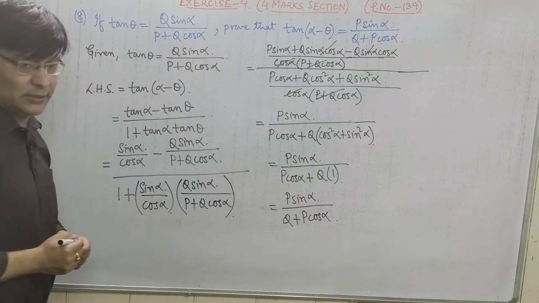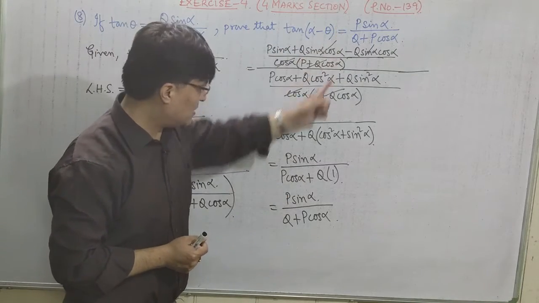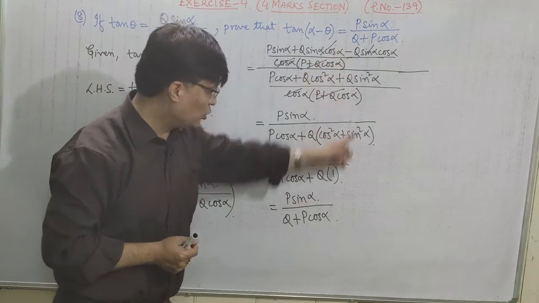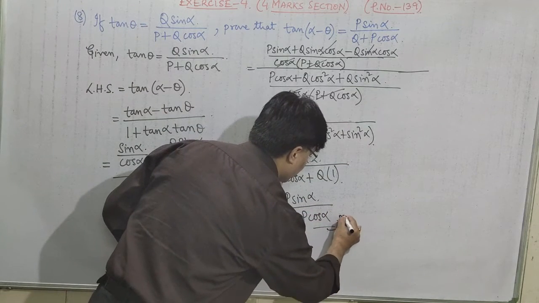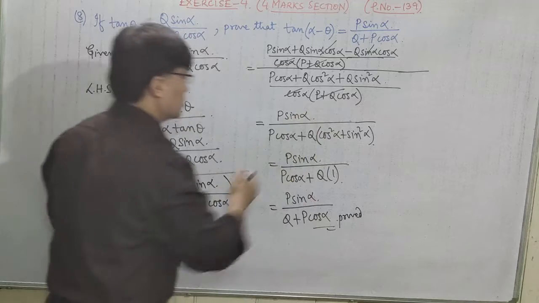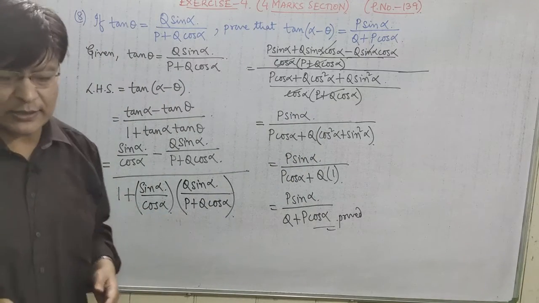So we have proved it. That is, this left hand side is equal to P sin alpha divided by Q plus P cos alpha. So it is done, proved. So I think you have understood it. So you can copy it. Now we'll do the next question.